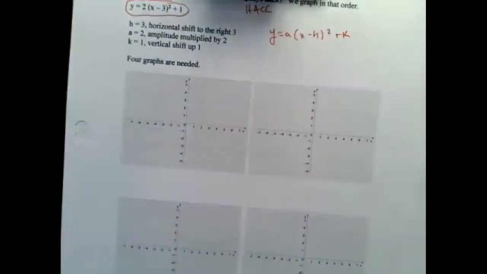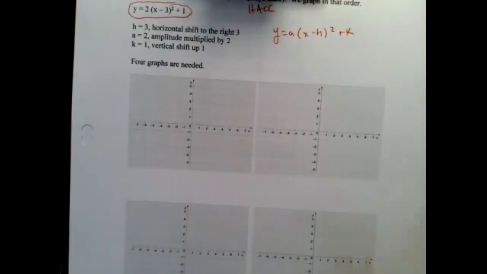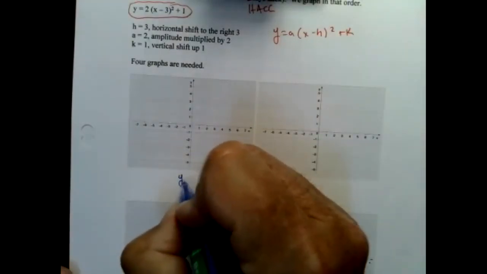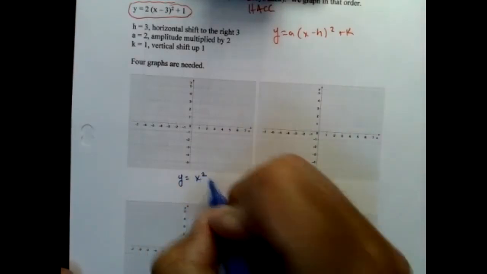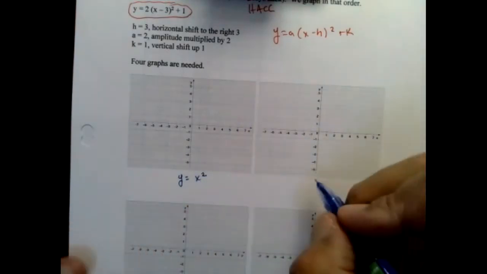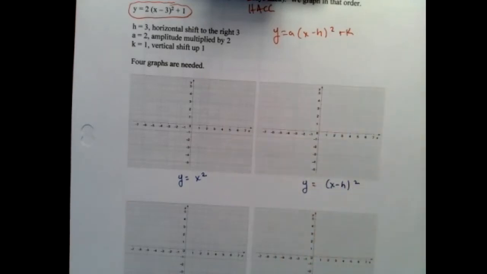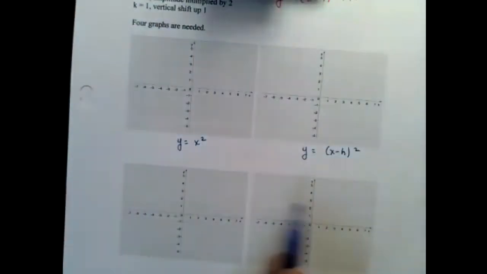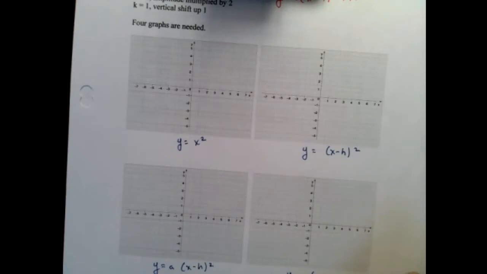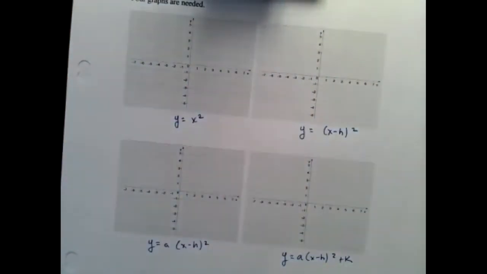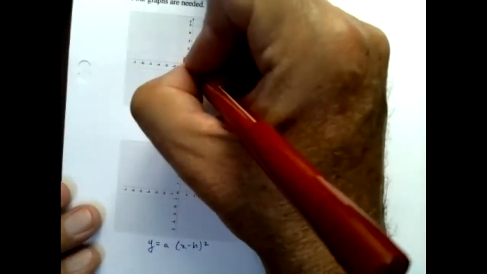So if you had me for college algebra, you would have been asked to do this in 1, 2, 3, 4 graphs. You would have been asked to say, hey, what is the parent function? Y equals x squared. What's the effect of h? Y equals x minus h squared. The third and fourth graphs would have been y equals a times x minus h squared. And then finally, y equals a times x minus h squared plus k. Okay, so we know the parent function, y equals x squared. 1, negative 1, 2, 4, and 2, 4.